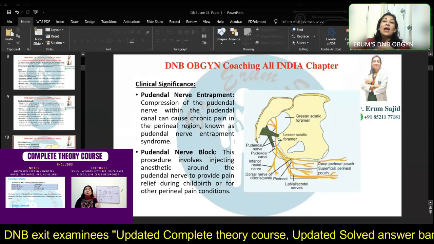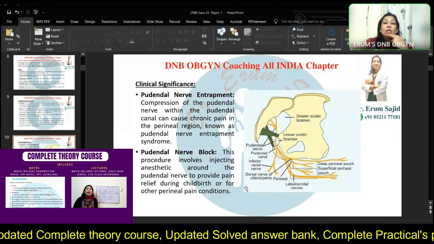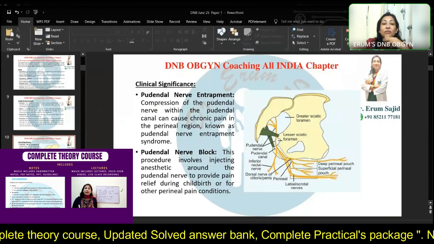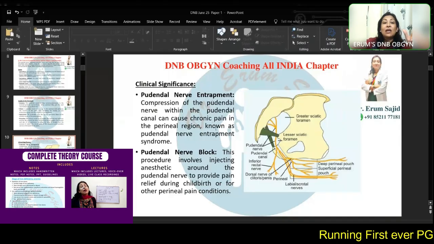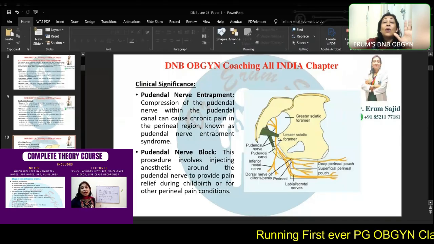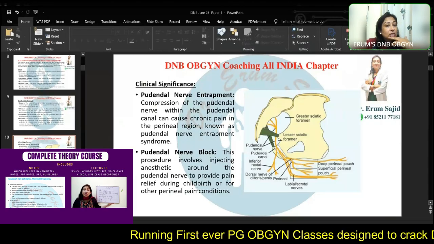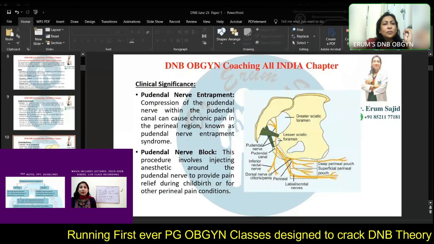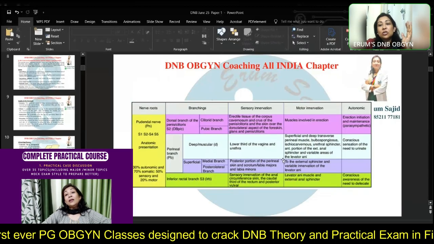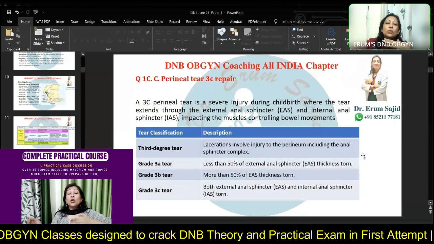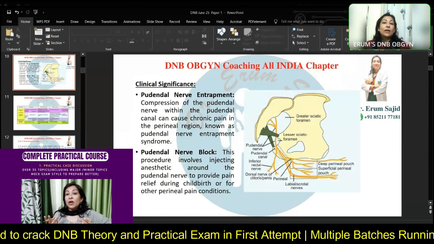This is the clinical significance. I've added it so that next time, if a question is asked on this, you can answer. Pudendal nerve entrapment is a compression of the pudendal nerve within the pudendal canal that can cause chronic pelvic pain, pain in the perineal area, and that's called pudendal nerve syndrome. And then you have the pudendal nerve block, which I just spoke to you about. Anesthesia given during childbirth gives relief from pain, or for any other perineal surgeries you want to do, you can do this. So in a nutshell, the branches, the sensory, motor and autonomic innervation, and you already know the clinical significance. Clear, guys? Clear, everyone?